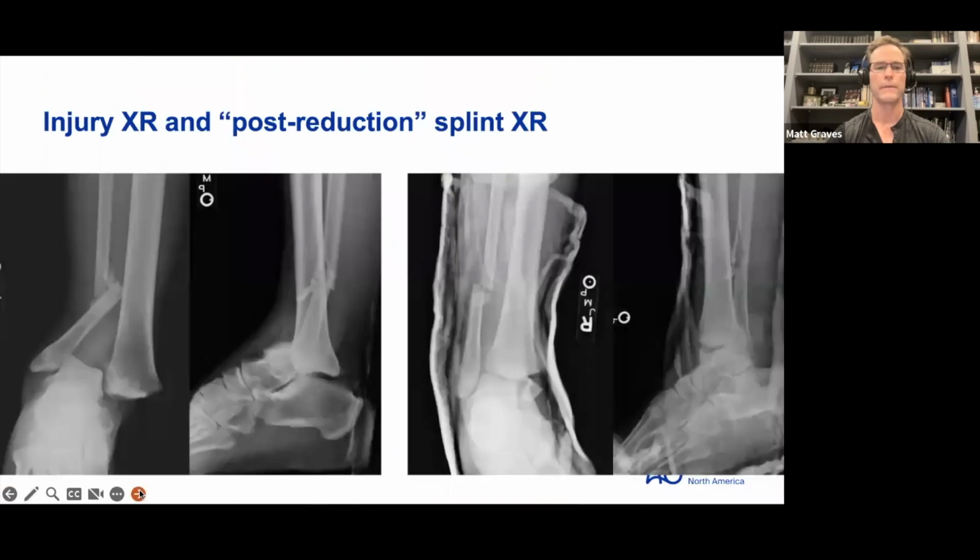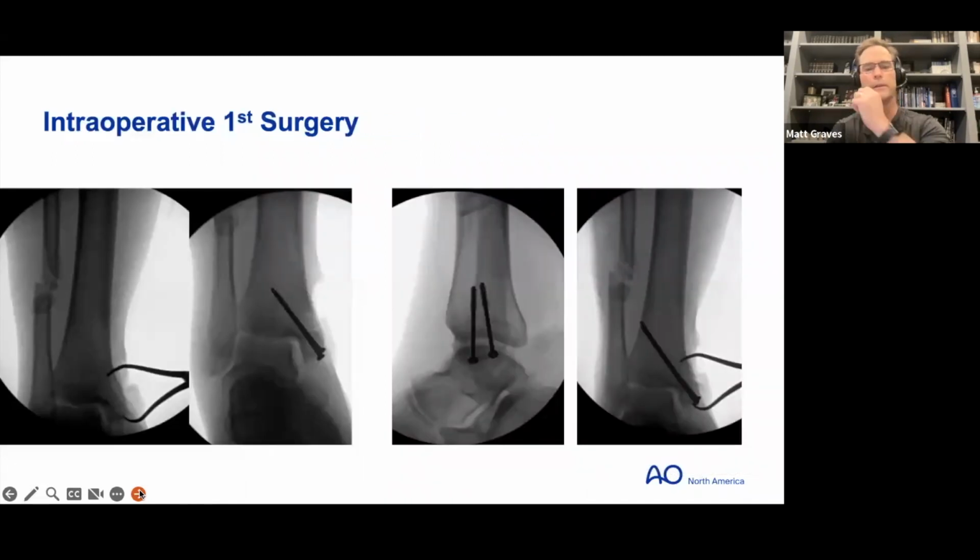And so these are the initial injury films. You'll see this is a severe ankle fracture dislocation. There's not only significant osseous injury, but also significant capsular injury and ligamentous injury as well. These are the initial reduction films that you see on the right-hand side of the screen. And so we'll go to the next slide, and I'll show you some of the intraoperative work that was initially done.